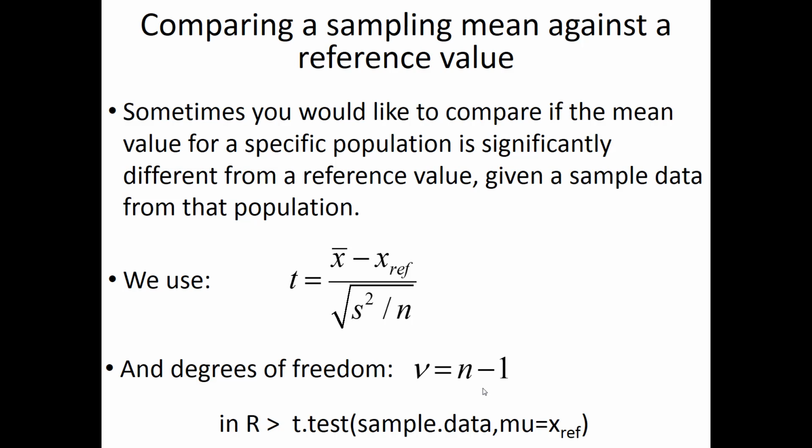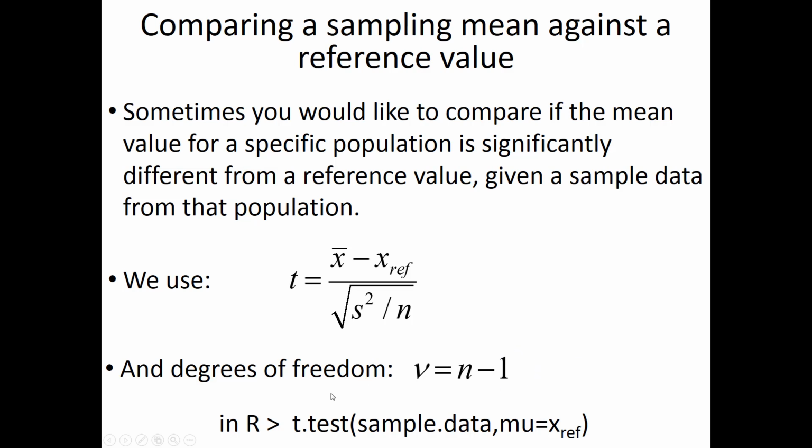Sometimes you would like to compare if the mean value for a specific population is significantly different from a reference value, given sample data from that population. In this case, the numerator becomes the difference between the sample mean and the reference value, and the denominator is the standard error in the mean. The degrees of freedom is the total number of points minus the number of groups, which is 1.